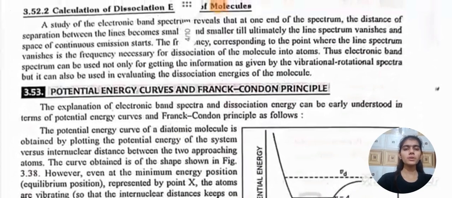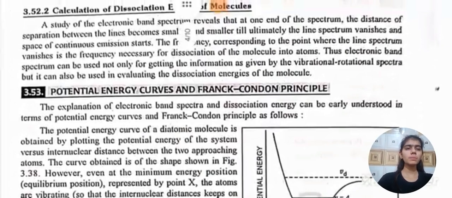Then we will discuss potential energy curves and the Franck-Condon principle. The explanation of electronic band spectra and dissociation energy can be easily understood in terms of potential energy curves and the Franck-Condon principle as follows. The potential energy curve of a diatomic molecule is obtained by plotting the potential energy of the system versus internuclear distance between the two approaching atoms. The curve obtained is of the shape shown in figure 3.38.